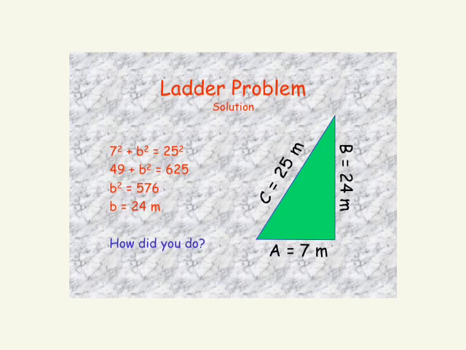Now I know I was a little bit messy on that last slide, so I've worked it out here for you a little bit neater. The ladder problem here, we have a 25 meter ladder, it's 7 meters from the house, and then we'd do 7 squared plus an unknown squared equals 25 squared. We'd subtract the 49, then we'd square root both sides, and we would get that answer of 24 meters.